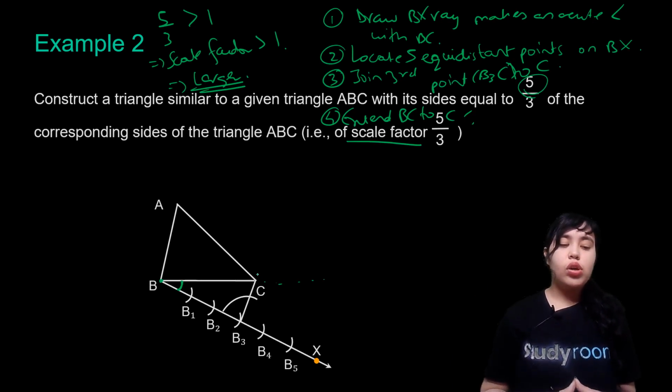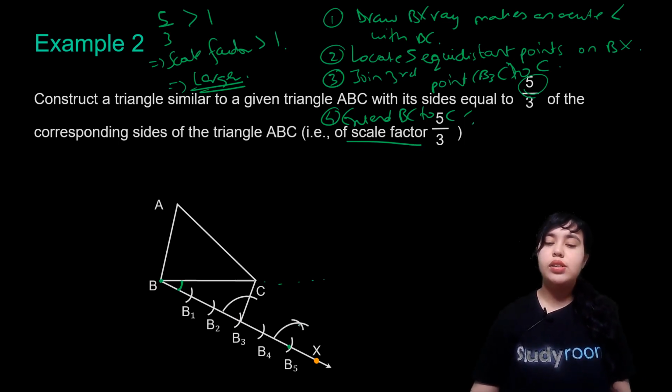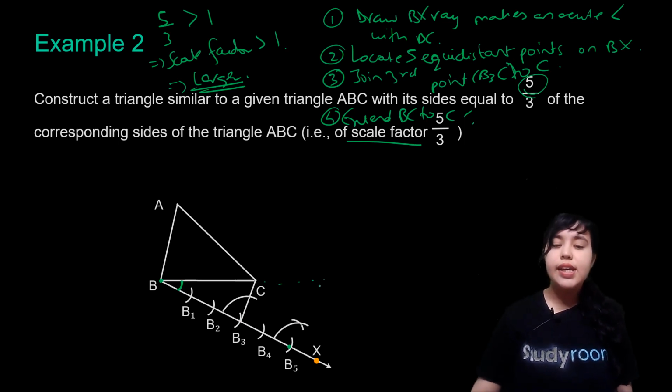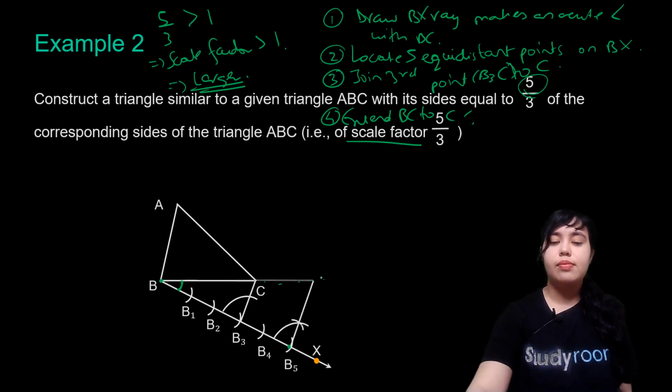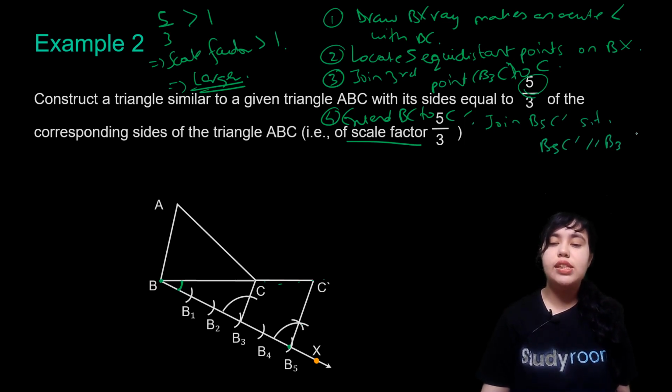For this, first of all, you extend this BC and then you make this point have the same angle as the angle at B3. So you make the arc, and then you join this point with the point of intersection of the two arcs, and you meet the extended side BC at a point C dash. So this has met the extended side at a point C dash. Extend BC to C dash and join B5C dash such that B5C dash is parallel to B3C. For that, what have you done?